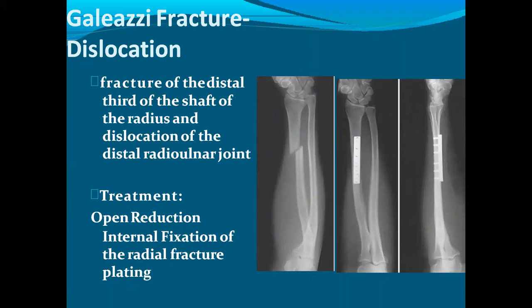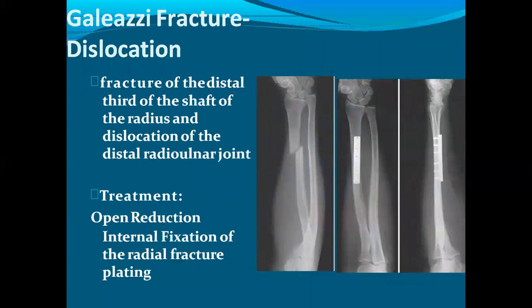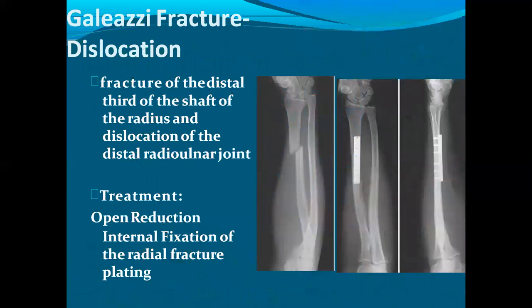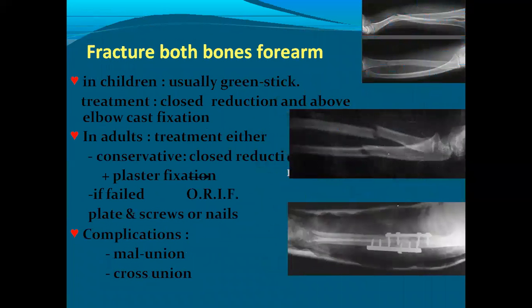Galeazzi fracture. Galeazzi fracture is a fracture of the distal third of the shaft of radius and dislocation of the distal radioulnar joint. It is just the opposite of Monteggia fracture. In Galeazzi fracture, the distal part of the radius is fractured. In Monteggia, the upper or proximal part is fractured. Treatment is again open reduction.